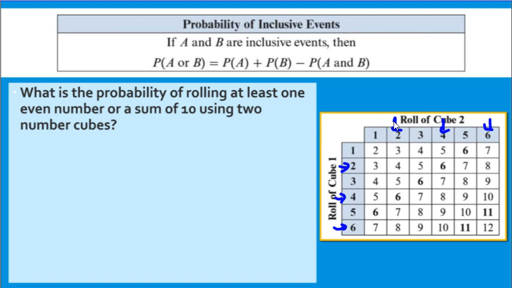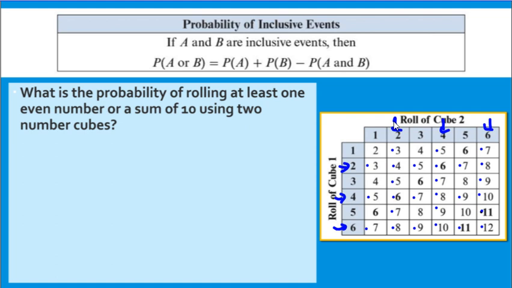I'm going to put a blue mark where I used at least one odd number, or one even number. I used 1 here, here, here. To get all of these, I used the 2. Here I used a 4. Here I used a 6. And then over here, I used a 2. I used a 4. I used a 6.